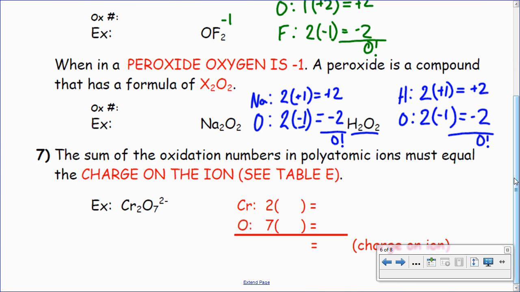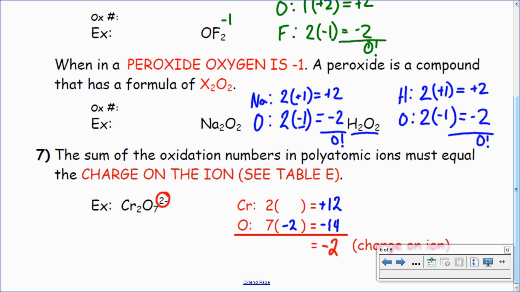Overall, the sum of the oxidation numbers in a polyatomic ion must equal the charge the ion has. So see table E. So for example, in this scenario, we're not adding up to 0. We're adding up to -2. So we know that our final answer has to be a -2. So if we look, oxygen, we know is always a -2. Chromium could have many options. If I'm looking at my periodic table, it's got 3. So let's stick with what we know first. Oxygen, 7 times -2 is -14. So something plus -14 has got to equal -2. So this number, whatever it is, it's got to be +12. +12 minus 14 is -2.